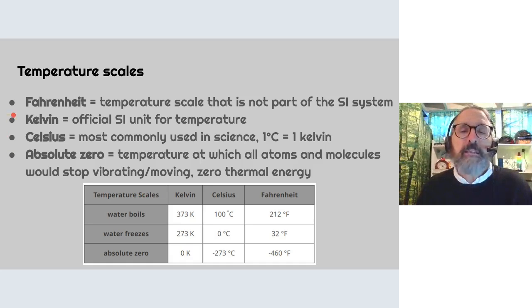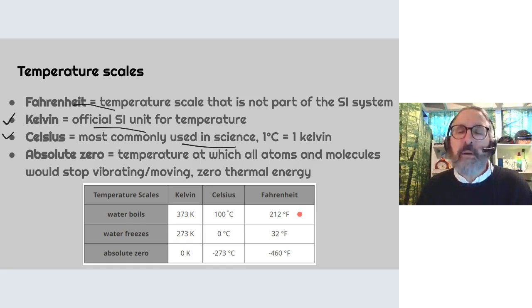Right, and when we're using our temperature scale, we're going to use Kelvin and Celsius. Celsius is most commonly used in science, the official SI unit for temperature, and Fahrenheit is not part of the SI system, but we're very familiar with that. So 98.6 is our normal body temperature, and we use that all the time. 37 degrees Celsius.